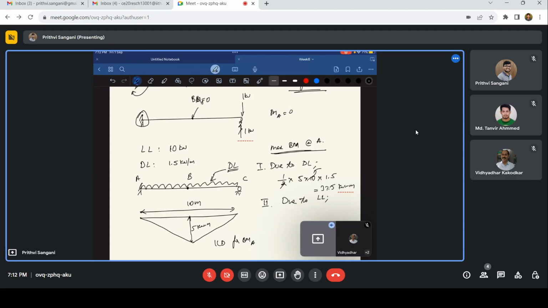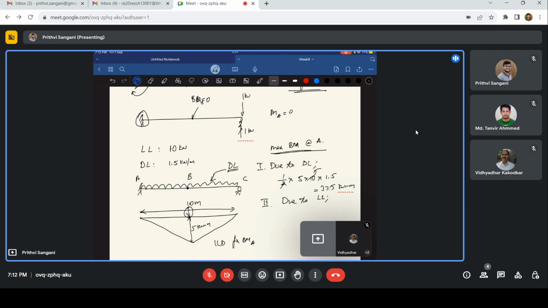So at what position do we need to place the live load in such a manner that we'll get the maximum bending moment at A? It's obviously the maximum ordinate, right? So we need to place the live load at B so that we'll have the maximum bending moment at A.